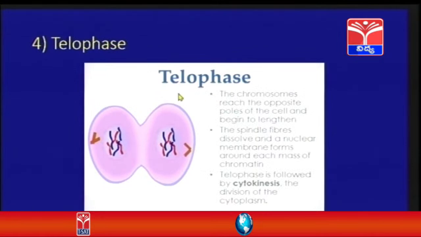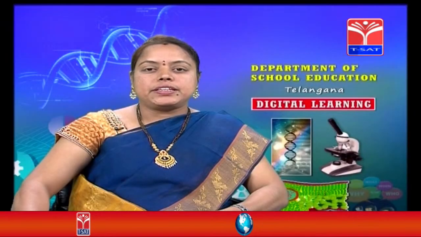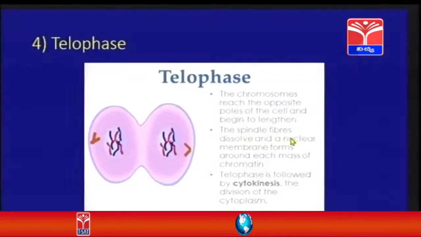Telophase. In telophase, the chromosomes reach the opposite sides. When you see this image, the chromosomes are extremely towards their opposite poles. That means the cell is getting prepared to divide into two cells. The chromosomes reach the opposite poles of the cell and begin to lengthen. That is, the chromosomes will increase in length. The spindle fibers, as we have observed in metaphase and in anaphase, will dissolve, and also the nuclear membrane forms around each mass of chromatin.